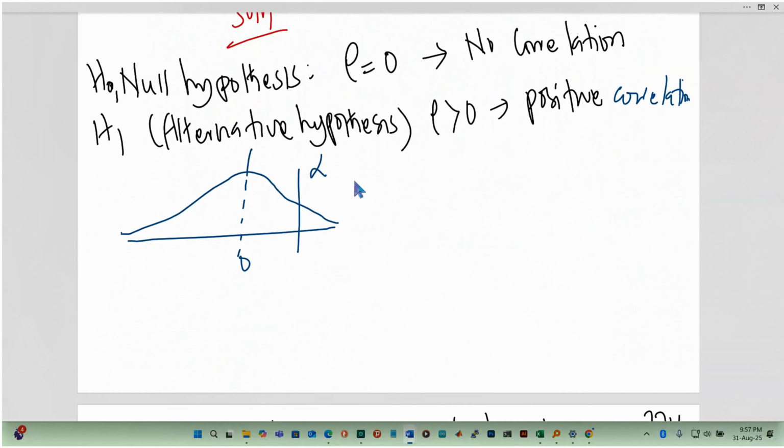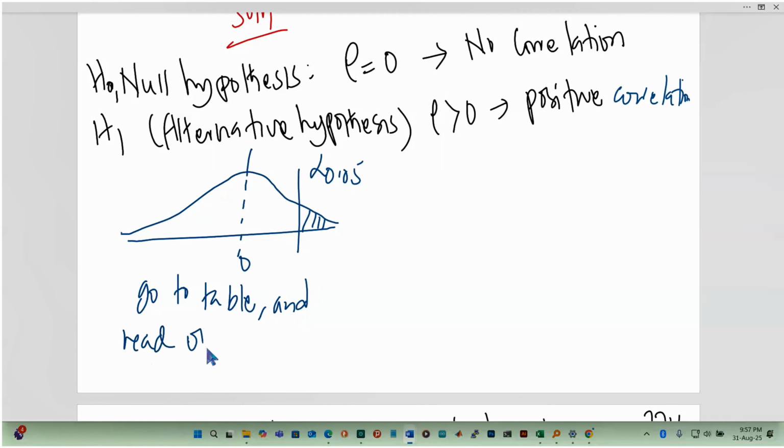The level of significance is 0.05, representing a 95% confidence interval. So that means above this is a rejection region. So what we do, we go to the table and read off the critical value.